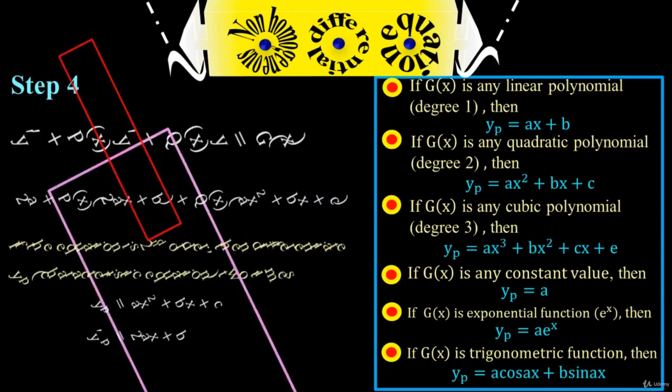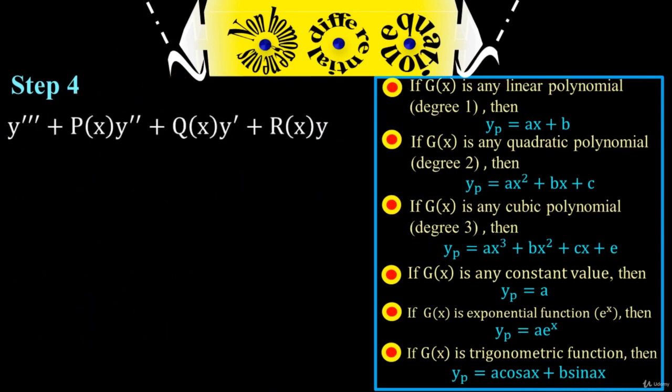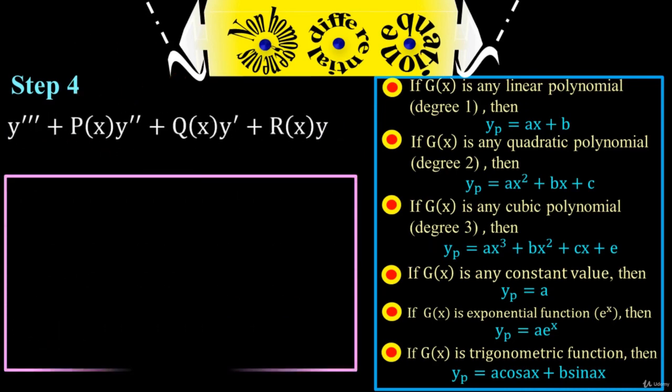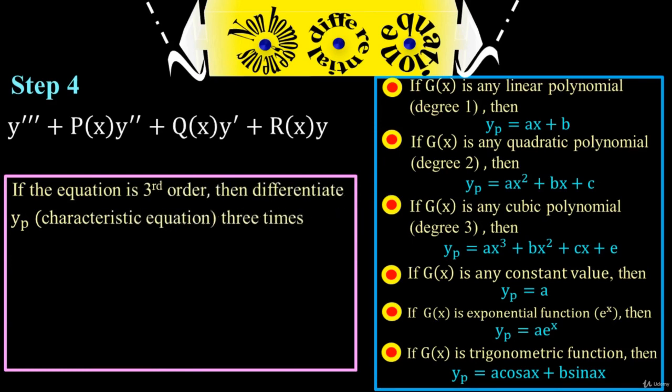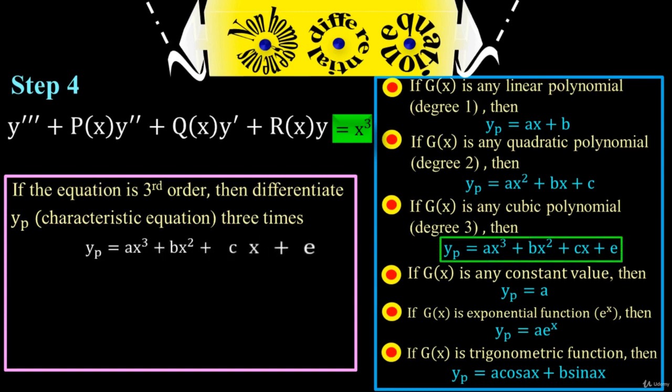Now, in case the given equation is a third order non-homogeneous differential equation, then I'm going to differentiate the characteristic equation y sub p 3 times. Let's suppose the given expression equals x to the 3. The very first thing in step 4 is to check the right side, which is g of x. If you see g of x is x to the 3, it is a cubic polynomial because it has degree 3. Therefore I'm going to pick this equation: y sub p equals ax cubed plus bx squared plus cx plus e.